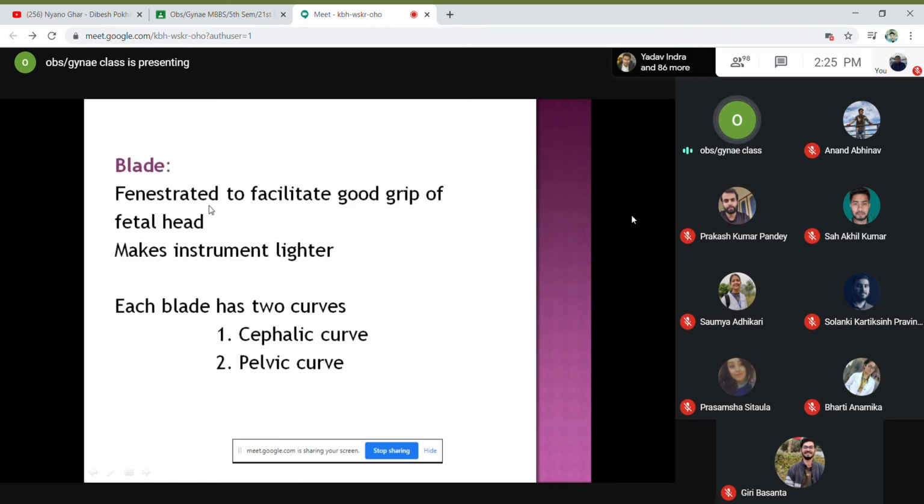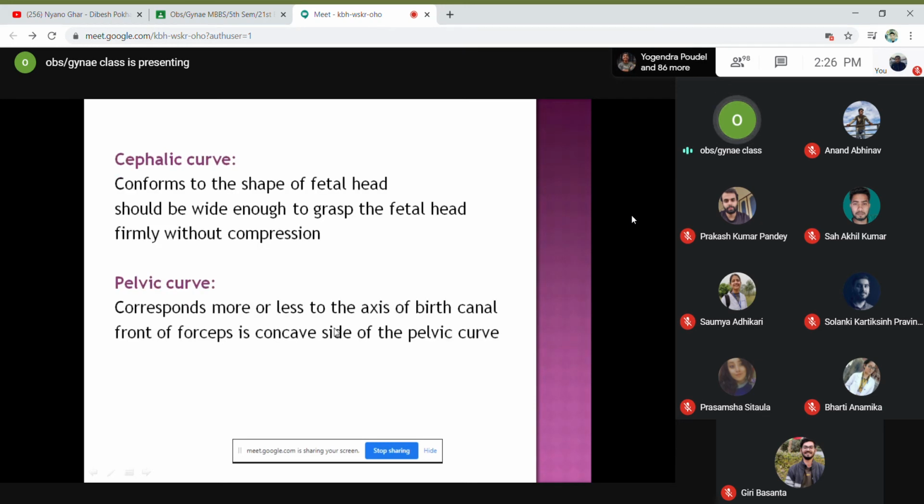The blade is fenestrated to facilitate a good grip of the fetal head, and it makes the instrument lighter. It has two curves, the cephalic curve and the pelvic curve. The cephalic curve conforms to the shape of the fetal head. It should be wide enough to grasp the fetal head without compression. And the pelvic curve corresponds more or less to the axis of the birth canal. The front of the forceps is the concave side of the pelvic curve.